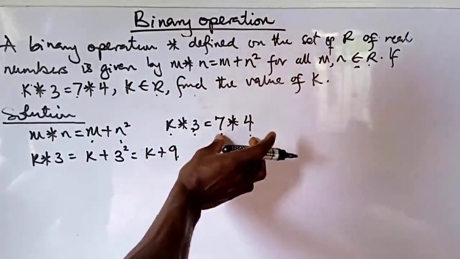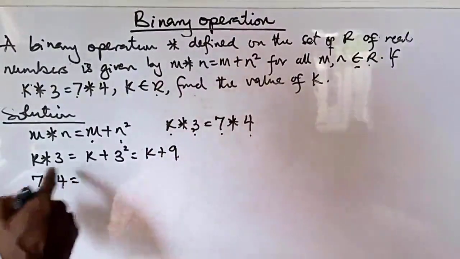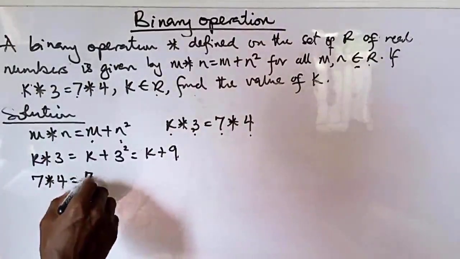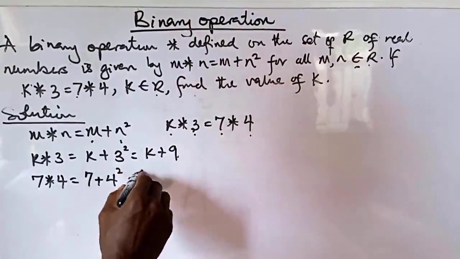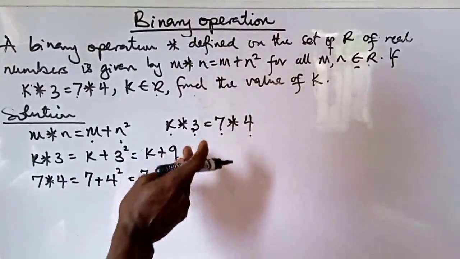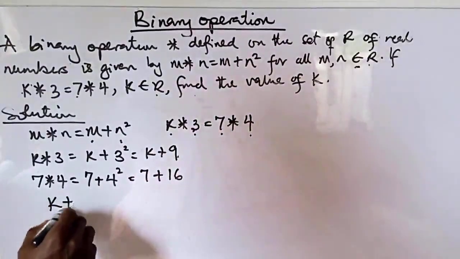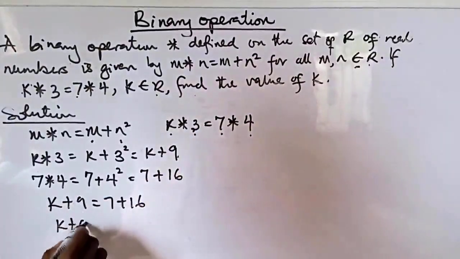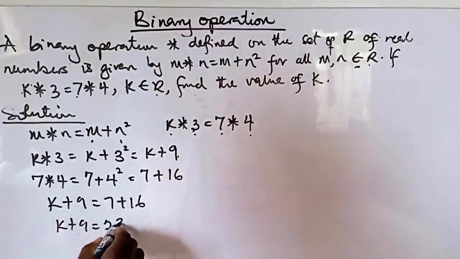Now, in the same vein, let us work out 7 operation 4, which is replacing m with 7 and n with 4. Here we have 7 plus 4 raised to power 2, which will give us 7 plus 16. Now let us equate these two expressions. So here we have that k plus 9 equals 7 plus 16, which should be 23.